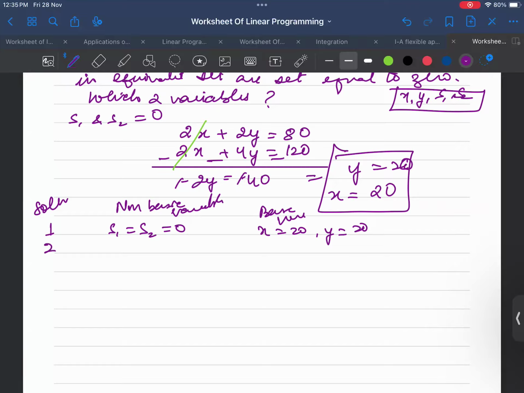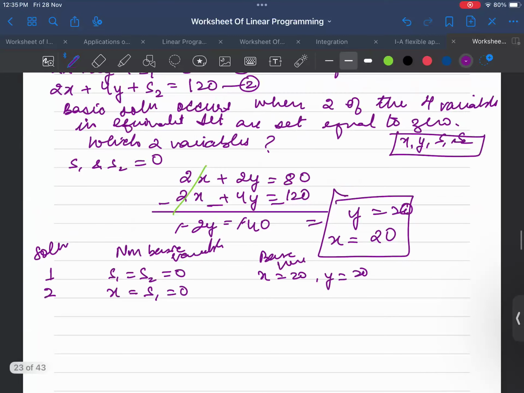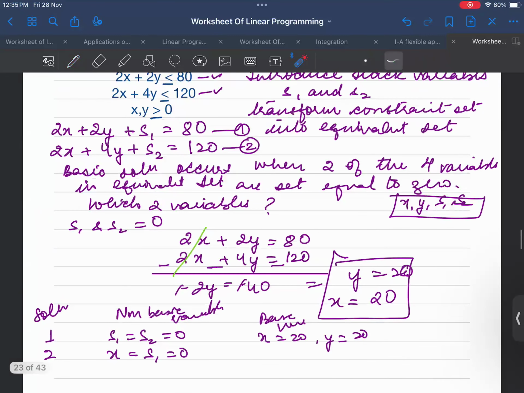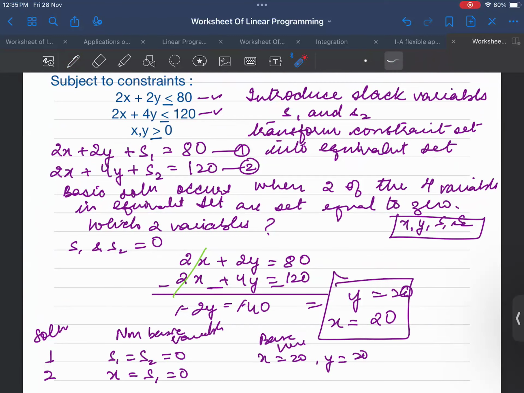Now, the second solution would be if we keep X and S1 to be 0. Let's keep X and S1 to be 0. Since X and S1 are both 0, our Y equals 40.